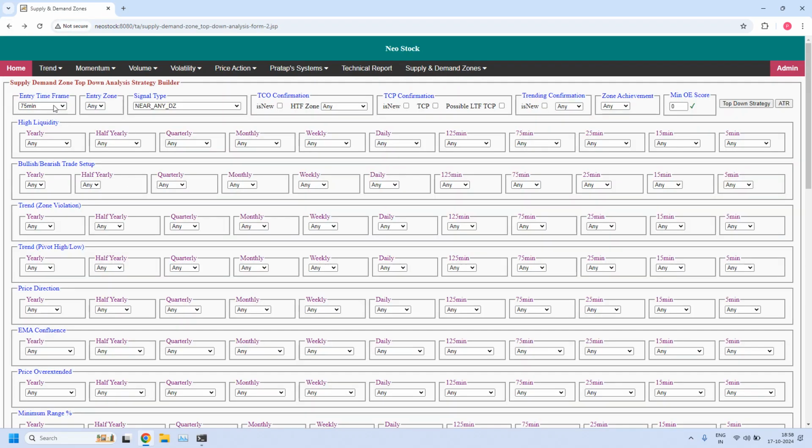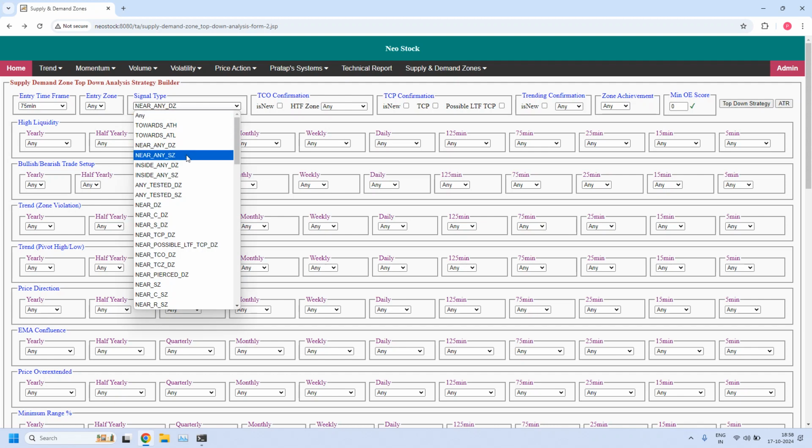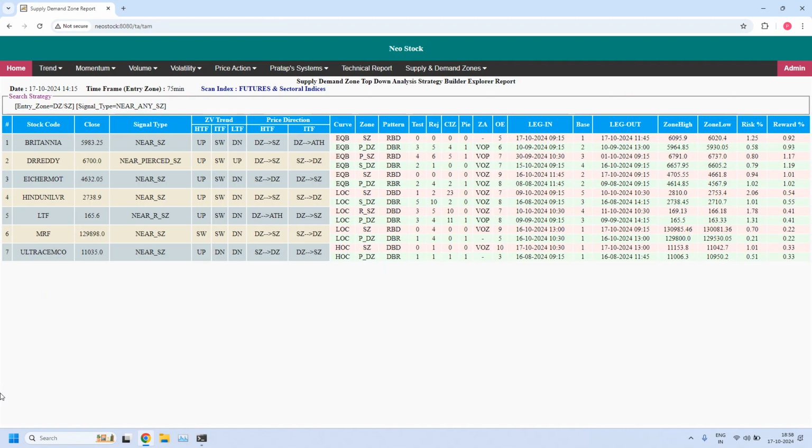Okay, next for 75 minutes time frame, let us find the stocks near 75 minute supply zone. 7 stocks are filtered. Let's verify any high liquidity 75 minute supply zones. LTF already tested 3 times, 5 rejections, 10 times price closed inside the zone and not pierced. So this is valid for our analysis.